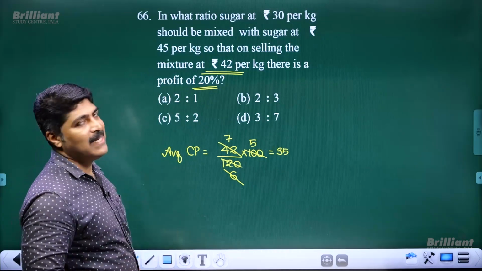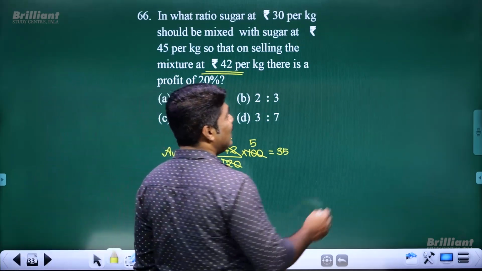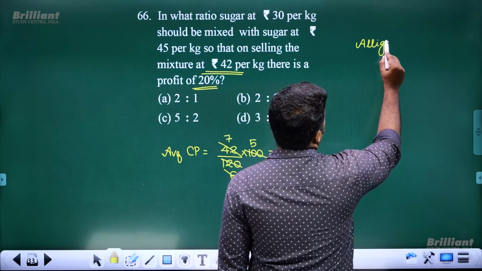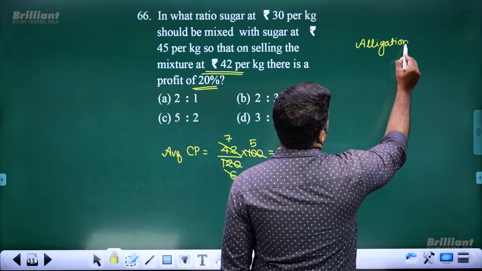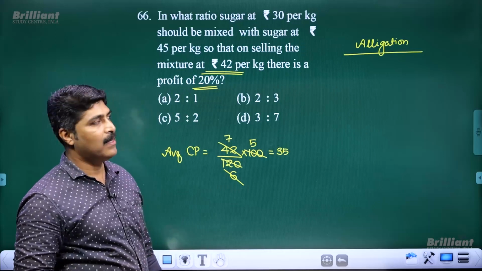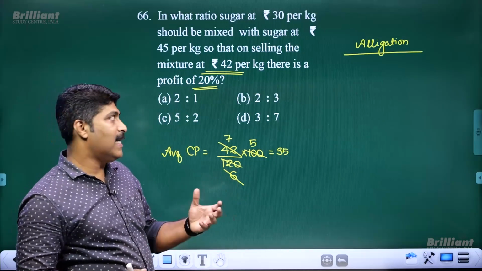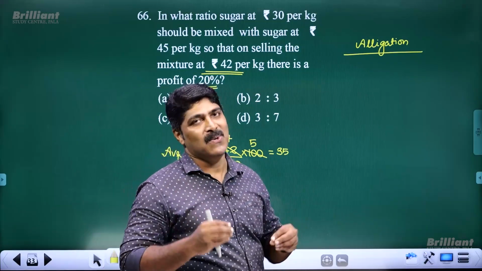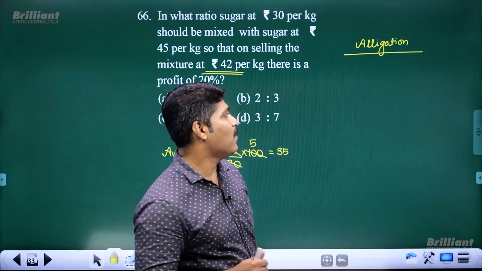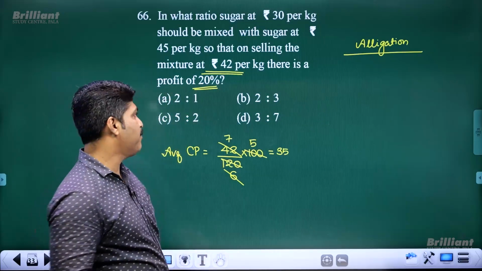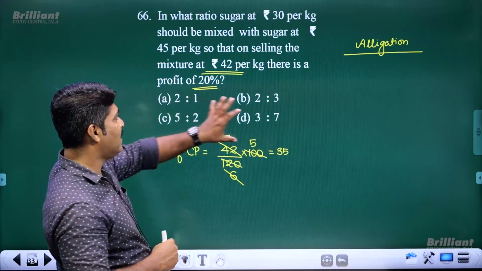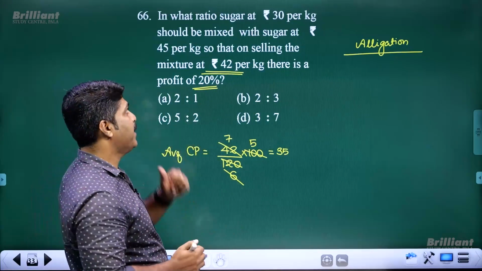Then after that, we apply allegation. Hope you already heard the concept of allegation. So how can we apply this allegation? This allegation is an interesting tool to find the ratio of weightages in a weighted average calculation. It's a kind of weighted average calculation because we are going to find the ratio of weightages.